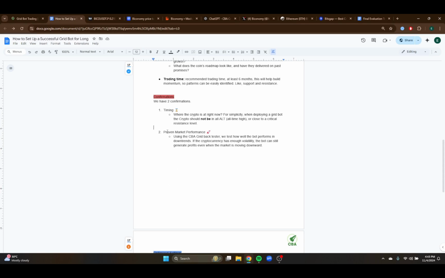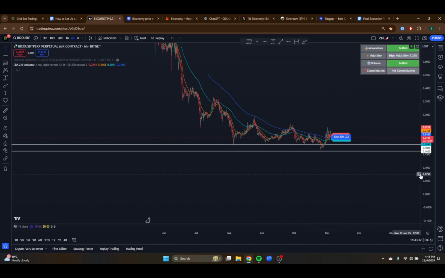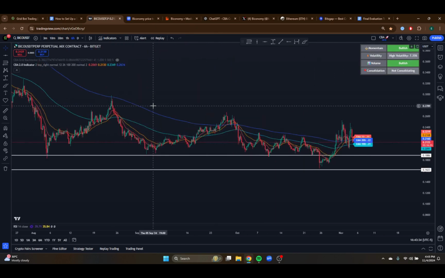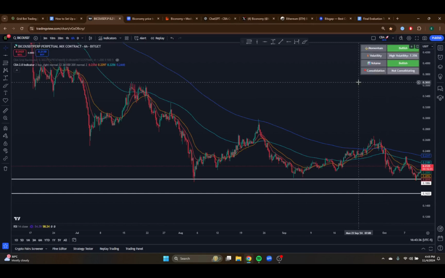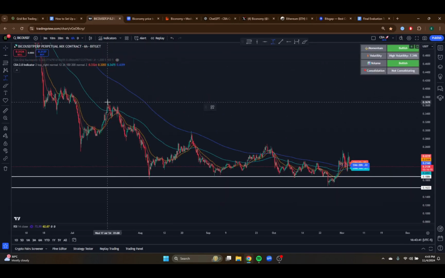Now, the second thing, proven market performance. Using the CBA Grid Backtester, we test how well the bot performs in downtrends. If the cryptocurrency has enough volatility, the bot can still generate profits even when the market is moving in a downtrend. So I'm just going to define a grid range in the 6-hour time frame, measuring from here to here. That is a 50% grid range.